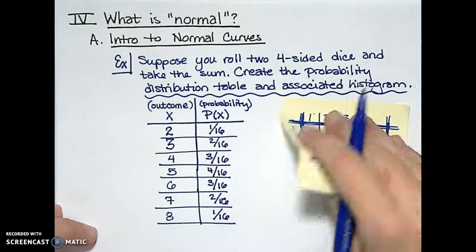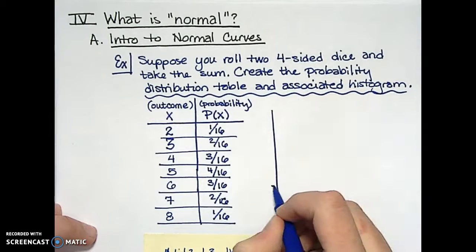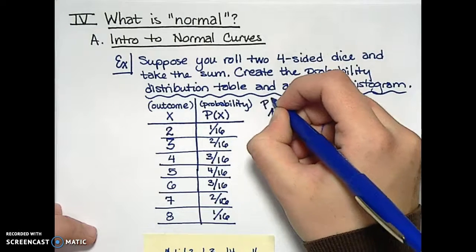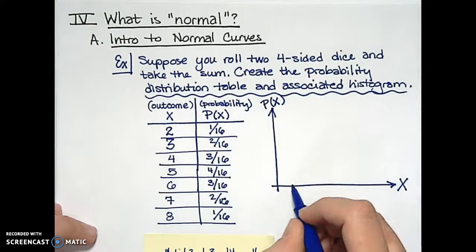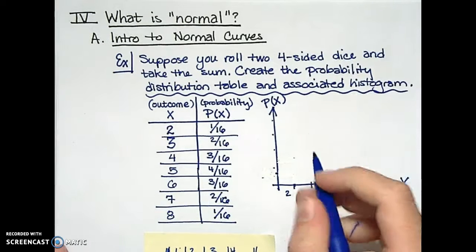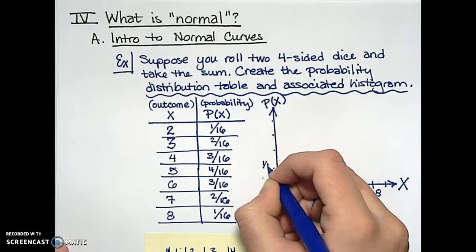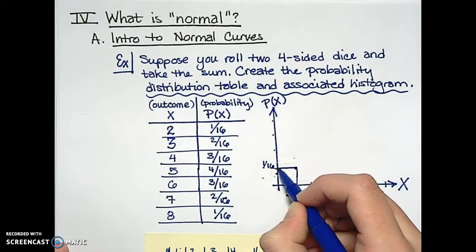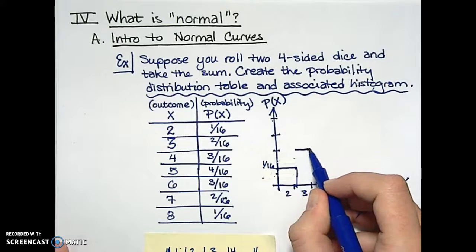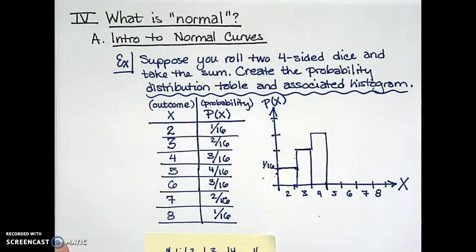Now that we have the probability distribution table, we can go and create the probability histogram. My horizontal axis is going to list my outcomes, and my vertical axis will list the probability of that outcome. So again, my outcomes are going to range from 2 all the way up to 8. Above each of these values, we're going to list their probabilities. So above 2, we have a probability of 1/16. And above 3, we'll make that 2/16. 3 had a probability of 2/16, and we can continue to create the probability distribution histogram.